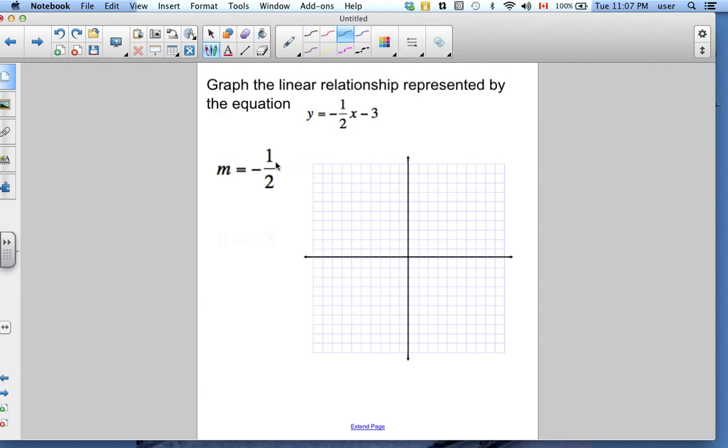In the first example, we had a positive, so we traveled up. Negative, we're going to travel down. Since the negative was applied to our numerator, it doesn't apply to our denominator, so we're still going to travel right. That's what we're going to do with our slope.